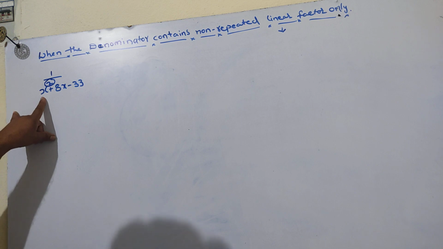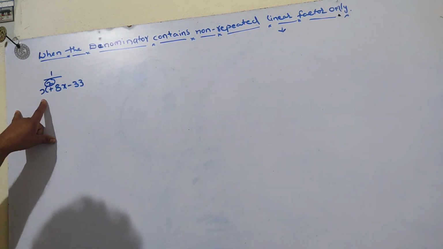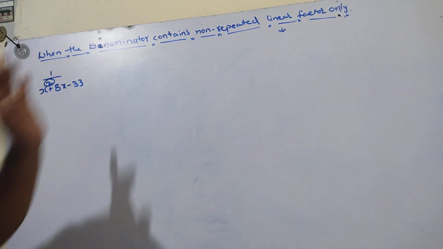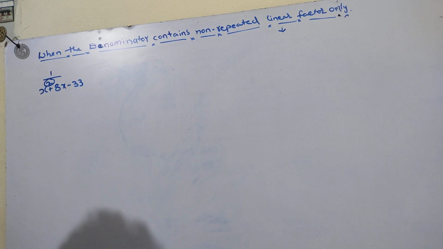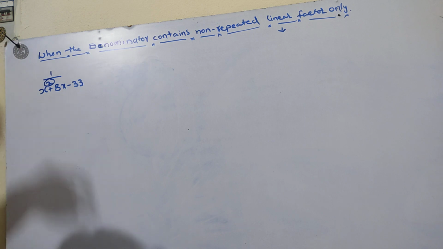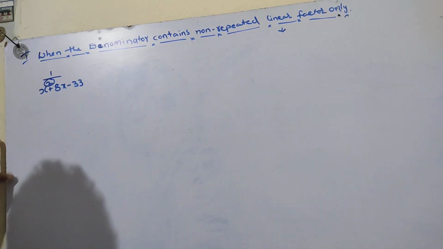When we have a quadratic polynomial, if it is possible to convert it into a product of linear polynomials, then only we have to do this method. If it is not possible to convert into a product of linear polynomials, then we move to another method, that is when the denominator contains non-repeated quadratic factors. So this one is the first method now. That's why I am writing.